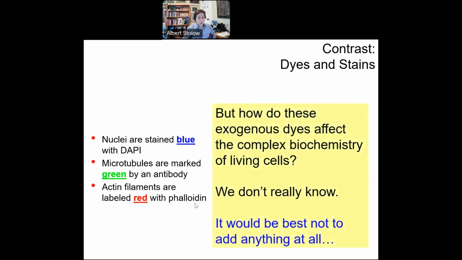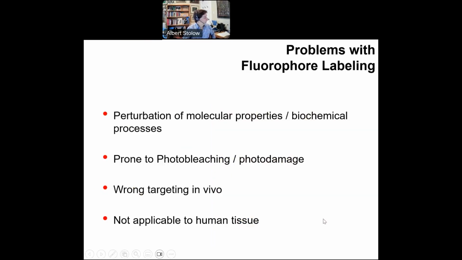But we don't really know how these exogenous, these external dyes and stains will affect the complex biochemistry of living cells. People argue about it. Some people say it's no problem. Other people say it could be a problem. We know that certain chemicals are causing cancer, for example. So if you want to study live cells as they go about their business, living, maybe we shouldn't add anything. But if we don't add anything, how do we get contrast?